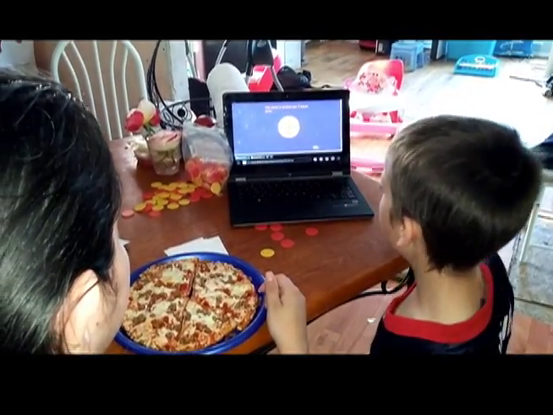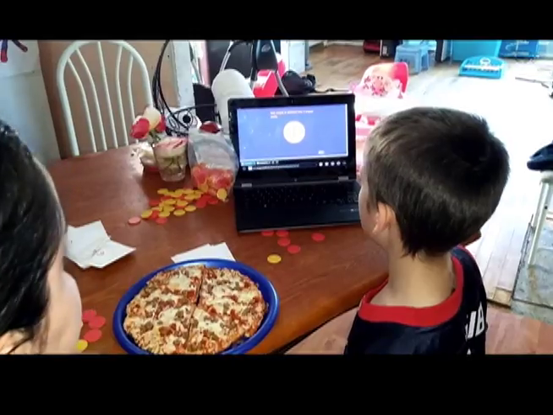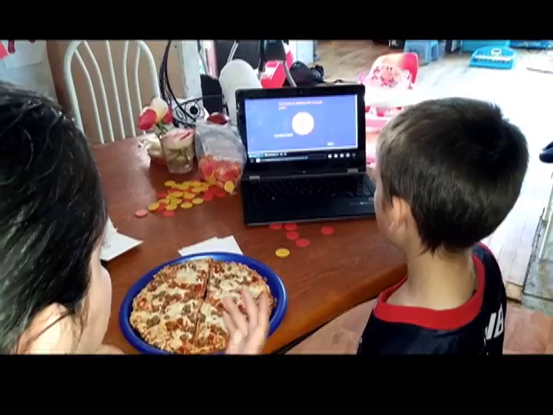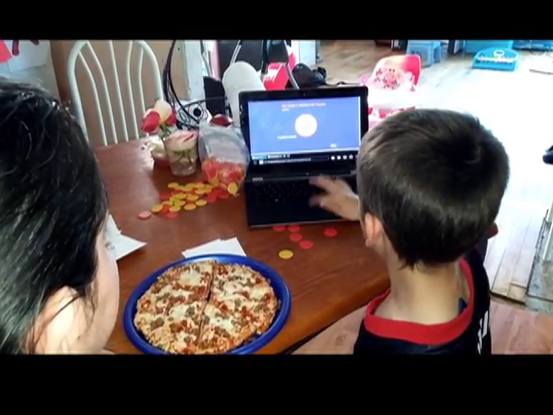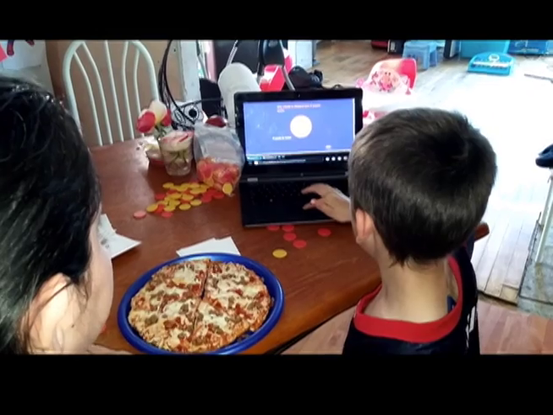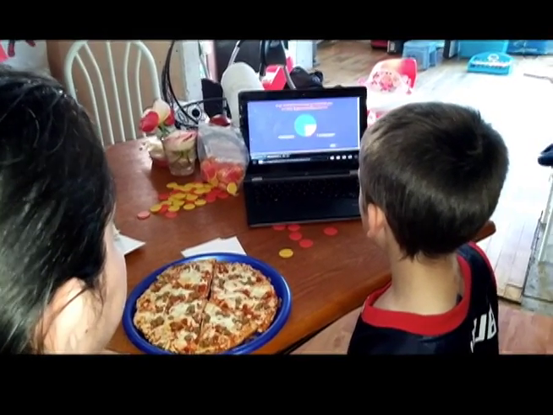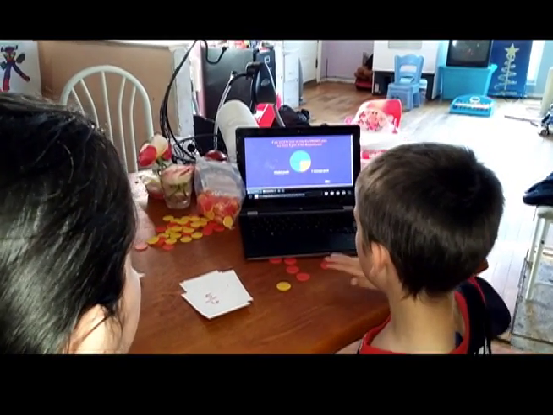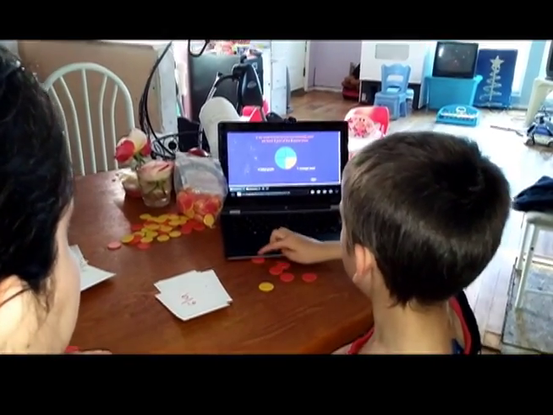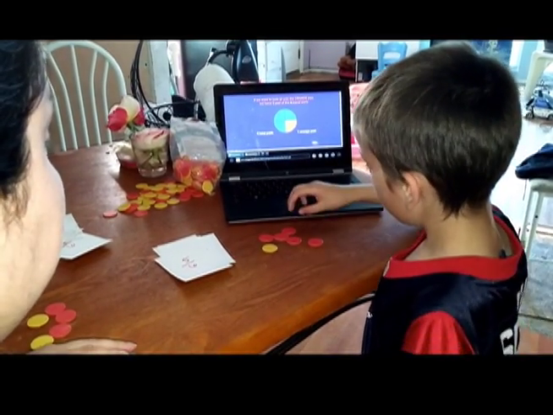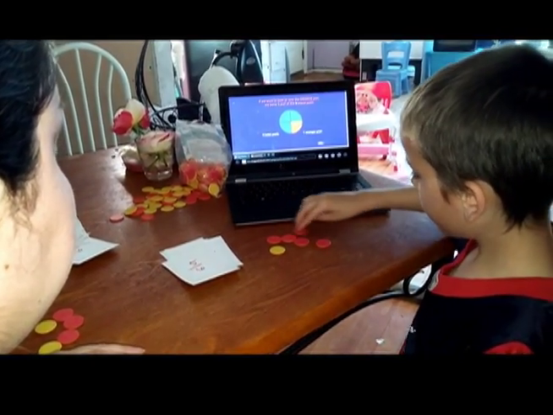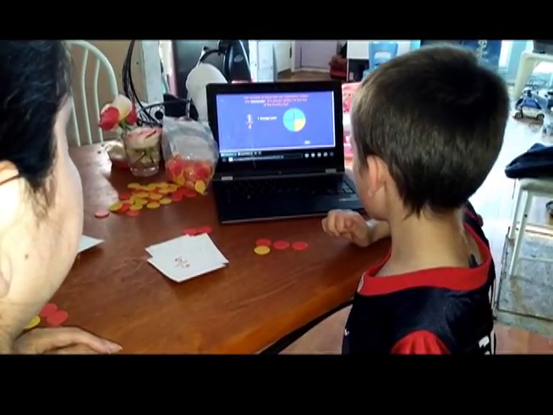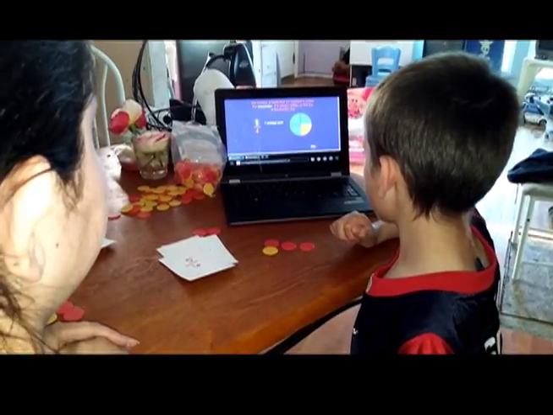This whole is divided into 4 equal parts. 1, 2, 3, 4. 4 parts in total. Okay, and click next. Next, if we want to look at only the orange part, we have 1 part of the 4 equal parts. 4 total parts, 1 orange part. Okay, how would we represent that on our counters? Very good.